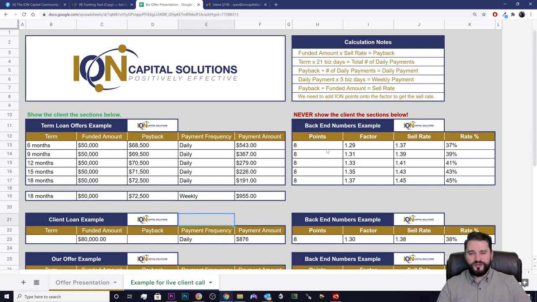We'll dive in. Okay, so first of all, I want you to understand there's two different bits of information. There's the stuff you want to show the client and the things you don't want to show the client. So term, funded amount, payback, payment frequency, payment amount, this is how you present an offer to a client. Okay, what you definitely do not want to show them is your points, your factor, your sell rate, and the rate percentage is just the sell rate, just so you understand what a 137 is versus 37%. It's just principal plus interest. Okay, interest being the 37%.